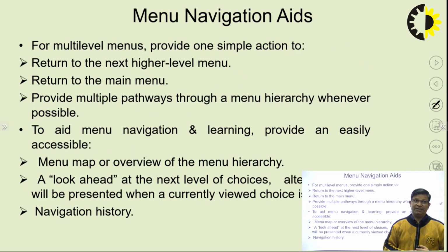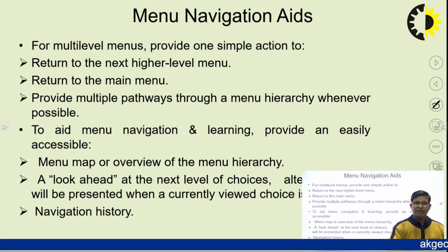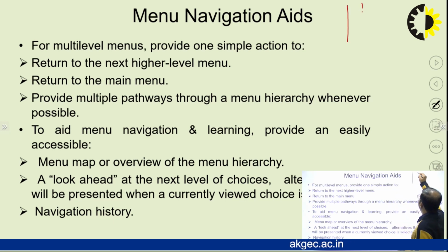Menu navigation aids, for example for multi-level menus. If I click a button, it shows a second option, for example, asking whether you are sure you want to exit. Yes, so this is the second option for exit. For multi-level menus, provide some simple actions. For example, this is a menu and this is a sub menu, which gives another level. So these are multi-level menus.